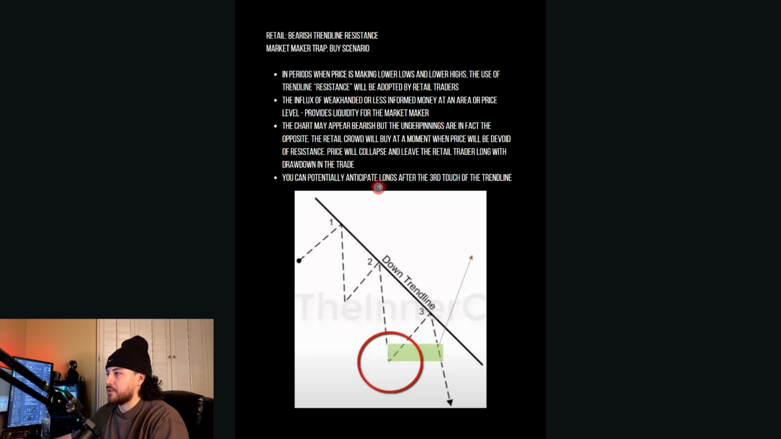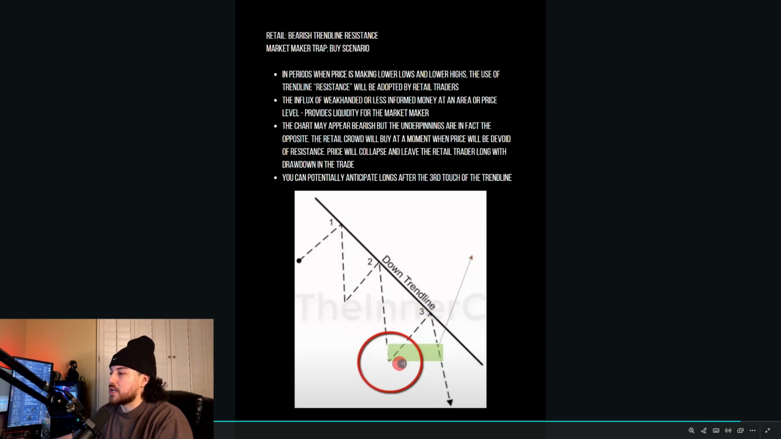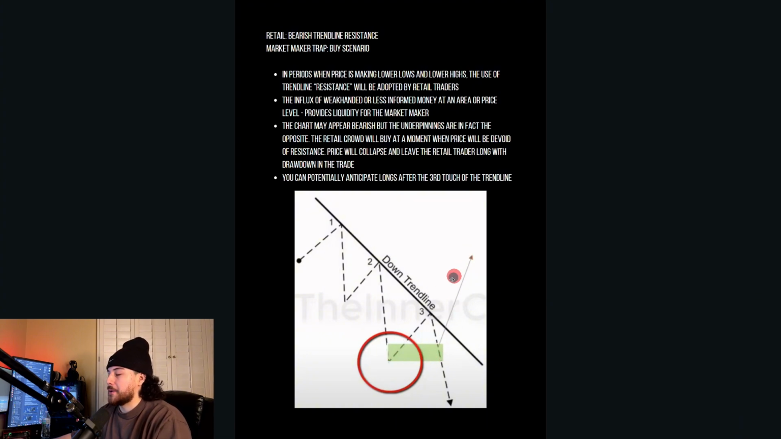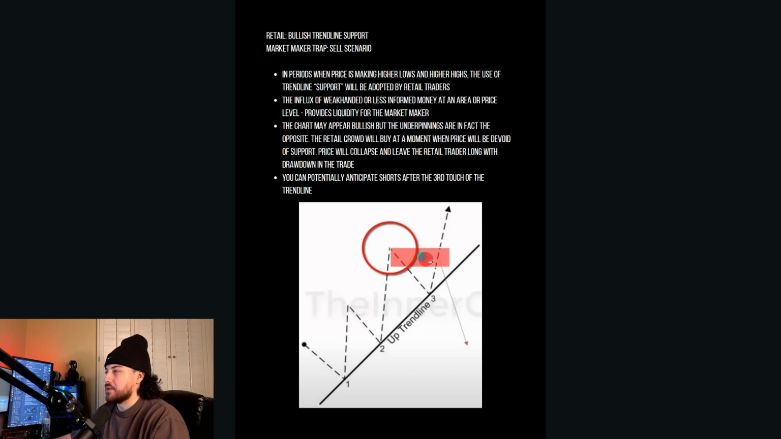So usually after the third touch, price will run the trend line. We have one touch, two touch, three touch. Once price gives us that third touch, we probably don't anticipate price to continue to respect the trend line. We don't anticipate price to make a new low. We could potentially use some type of POI to anticipate price to run the trend line and attack all of the buy side liquidity. I also forgot to point out that in this case, this is tricking or trapping the retail traders. That's why it's called market maker trap buy scenario and market maker trap sell scenario.